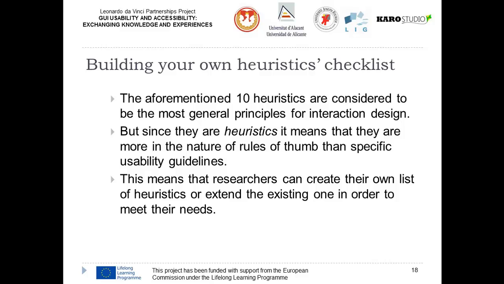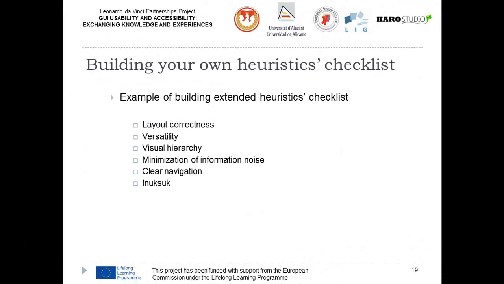The aforementioned 10 heuristics are considered to be the most general principles for interaction design. But since they are heuristics, it means that they are more in the nature of rules of thumb than specific usability guidelines. This means that researchers can create their own list of heuristics or extend the existing one in order to meet their needs. Here's an example of building an extended heuristic checklist. We add 6 more heuristics to the list: layout correctness, versatility, visual hierarchy, minimization of information noise, clear navigation, and Inuksuk.